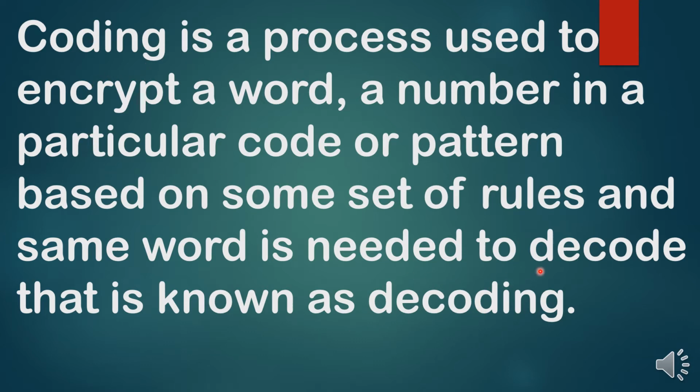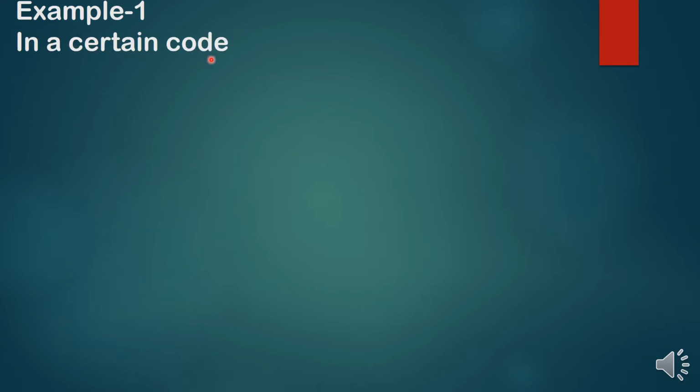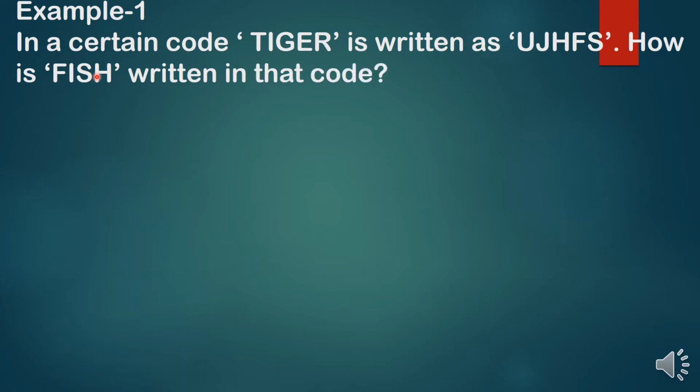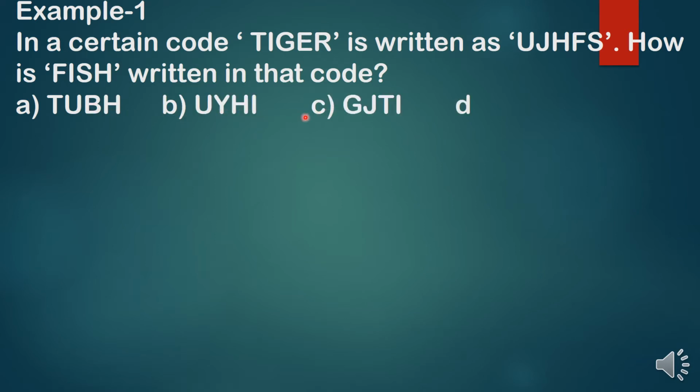Let us see the examples. Okay children, now let us take some examples. Example number 1. In a certain code, TIGER is written as UJHFS. How is FISH written in that code? In the same code, how will FISH be written? TUBH, UYHI, GJTI or WERT. You have to choose the correct answer.